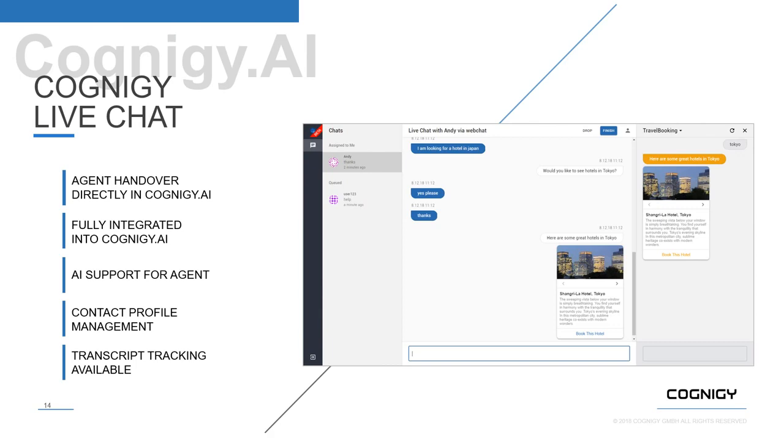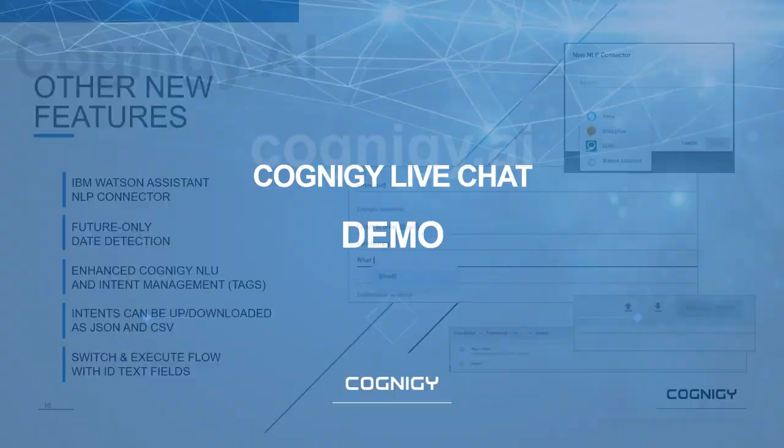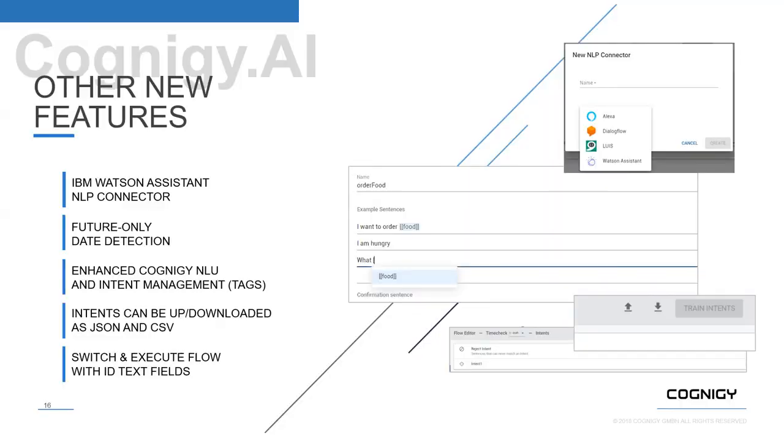Now there are, of course, some other nice new features as well that we can't show here in the webinar, but that we can talk about a little bit. For example, we have a new NLP connector. We previously had NLP connectors for Cognigy NLP, Alexa Skills Kit, Google Dialogflow, Microsoft Lewis, and by customer request, we have now also added an IBM Watson Assistant NLP connector. So you can use IBM Watson NLP directly from within Cognigy if you want to.